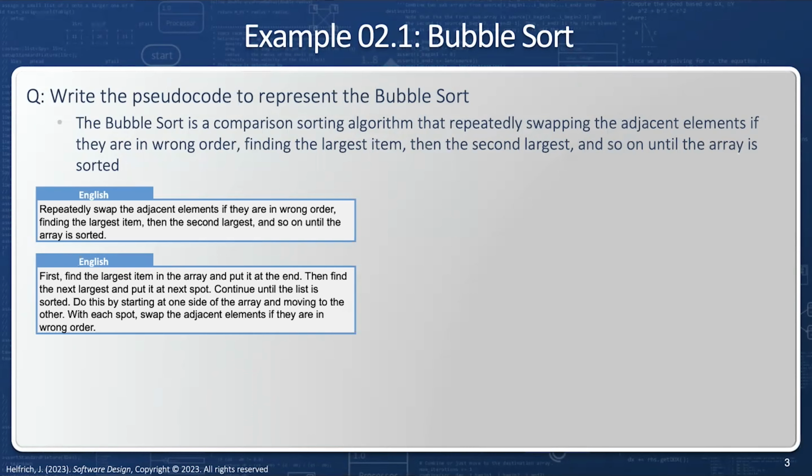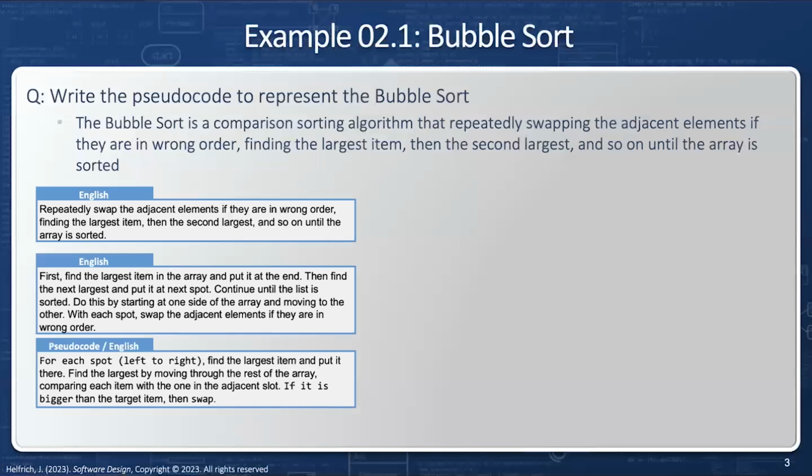First, find the largest item in the array and put it at the end. Then find the next largest item, put it in the next spot, continue until the list is sorted. Do this by starting at one side of the array, moving to the other with each spot, swap adjacent elements if they are in the wrong order. Now notice this is still English, but I'm way more specific about the algorithm in the second iteration. In the third iteration, I'm going to add a little bit more pseudocode and a little bit less English. For each spot, left to right, find the largest item, and then if it is bigger than the target item, it is swapped. Okay, so a little bit of pseudocode in there, but still mostly English.